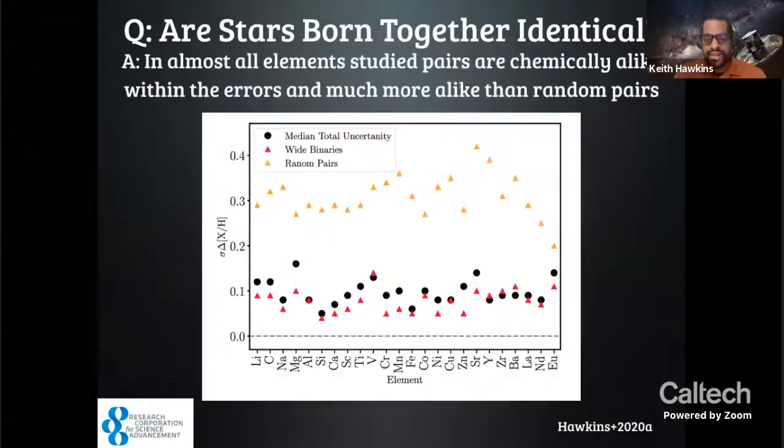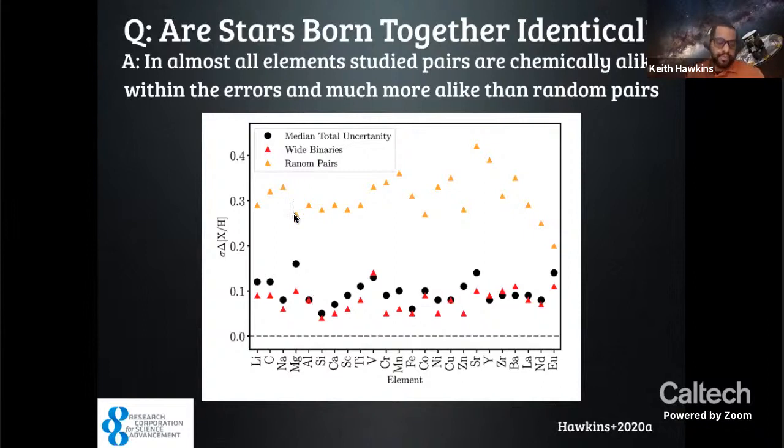So we got high-res spectra, and then the more important plot. I'll skip over the spectra and just show you the main plot of the paper. What you're seeing here is the dispersion in the X/H ratio for all of the wide binaries in red triangles, for each of the different elements that were studied, from carbon down to europium. And in black circles is the typical uncertainty with which we think we can measure those particular elements. So if the black and the red are matched, then within our uncertainties, we can't discern a difference in the chemistry between the two stars of a pair.